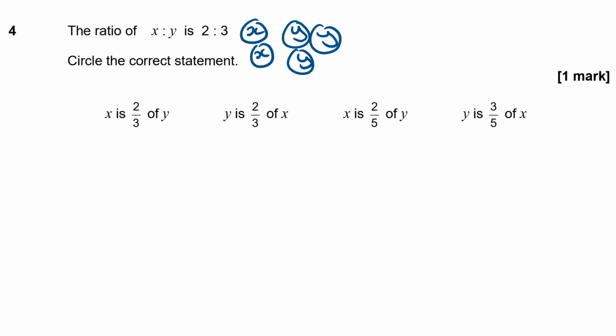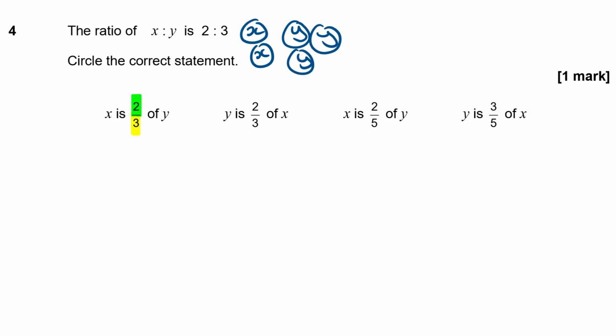Now the question asks us which one of these other statements is saying the same thing. Now they all involve finding the fraction of a number. When you find a fraction of a number, you divide by the number on the bottom and then you multiply by the number on the top. So if I want to find 2/3 of y, I would take the number of y's, which is 3, I would divide it by 3, which is 1, and I'd times it by 2, which is 2. So that one does seem to work.